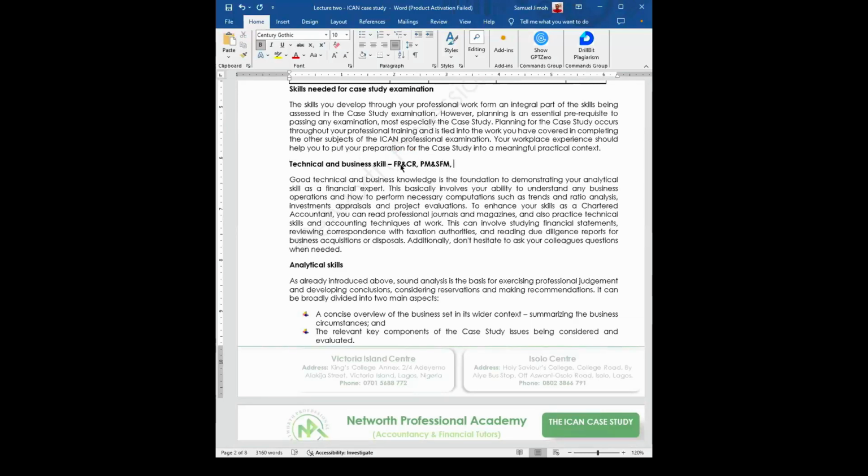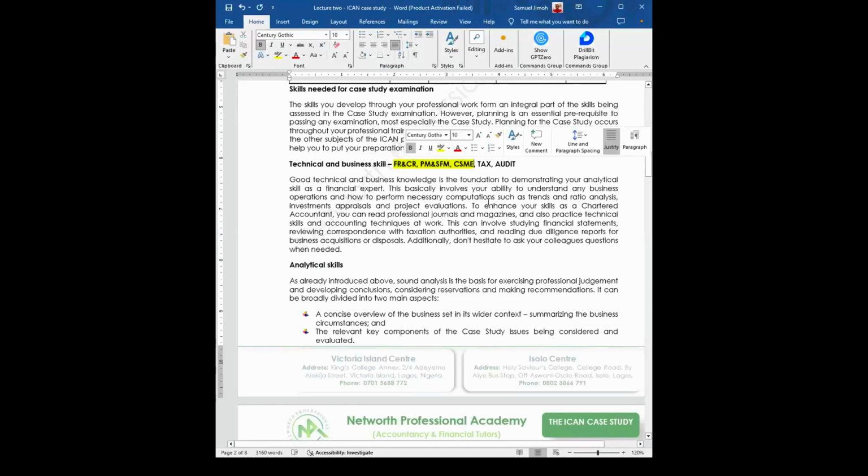And CSME. These are the major ones. Of course, some other papers form the basis of these papers. We could talk about tax, then audit. But the major ones are these ones for case study.